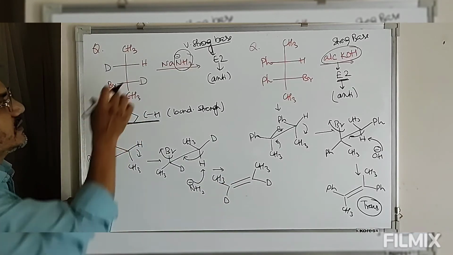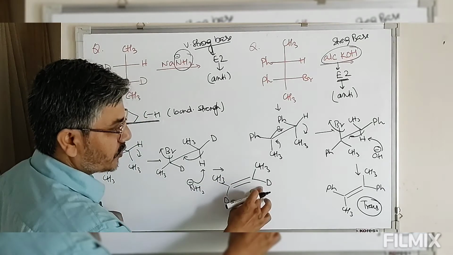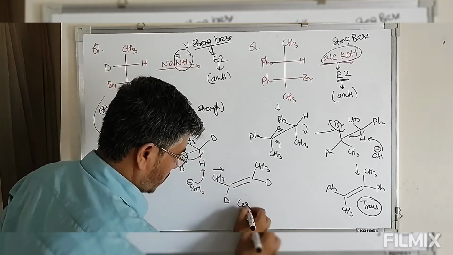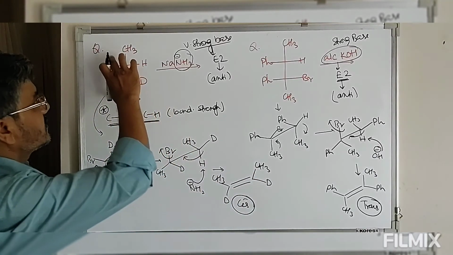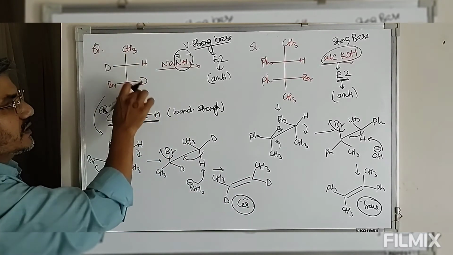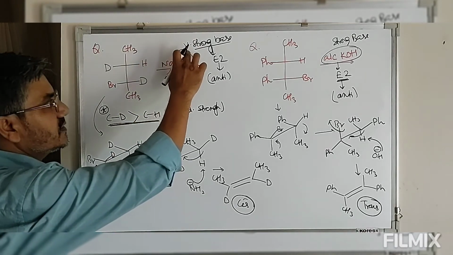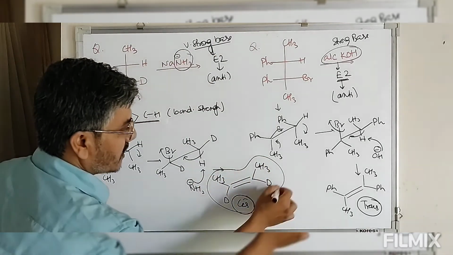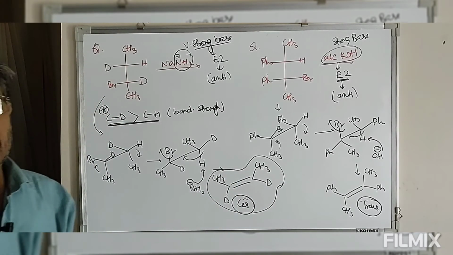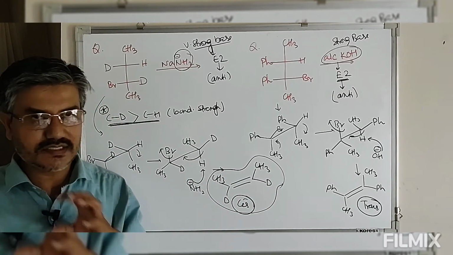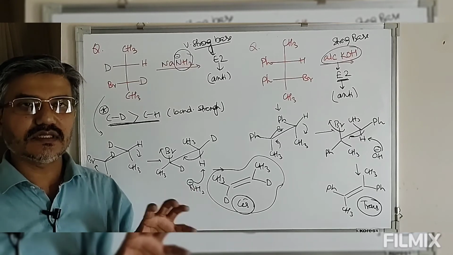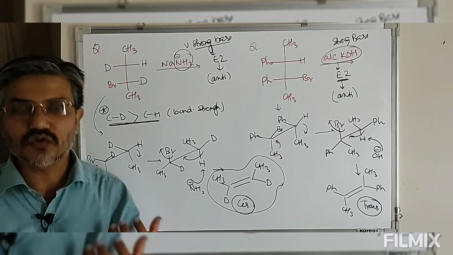So now look at this. This gives you deuterium same side, methyl same side. So this gives you cis alkene. So this halogen substituted alkane on reaction with sodium amide, E2 reaction gives you the cis alkene as the only compound. This will not give you trans alkene at any cost. This cannot give you trans alkene. So this is the mode of reaction for E2 pathway.